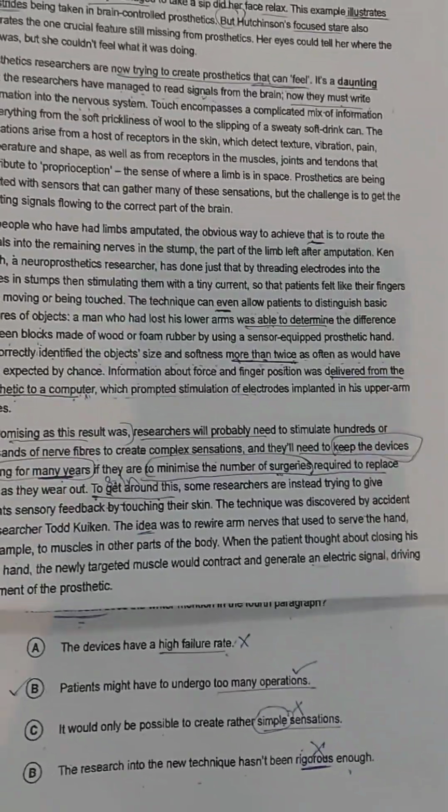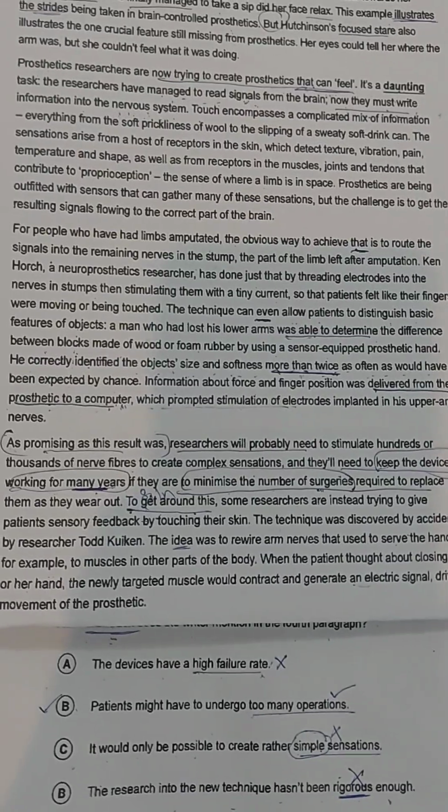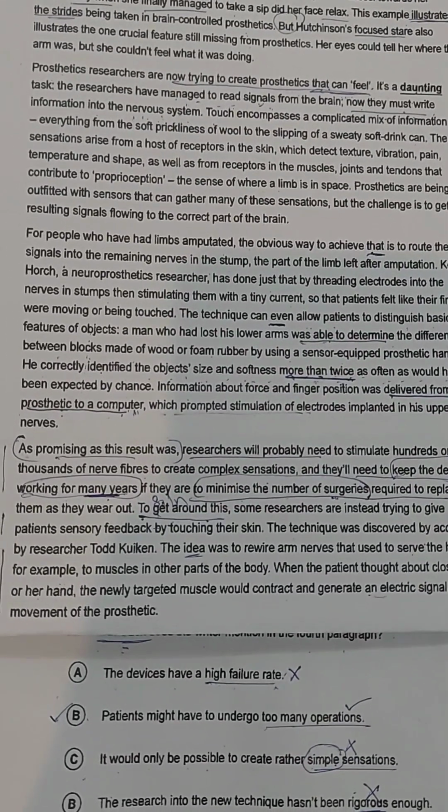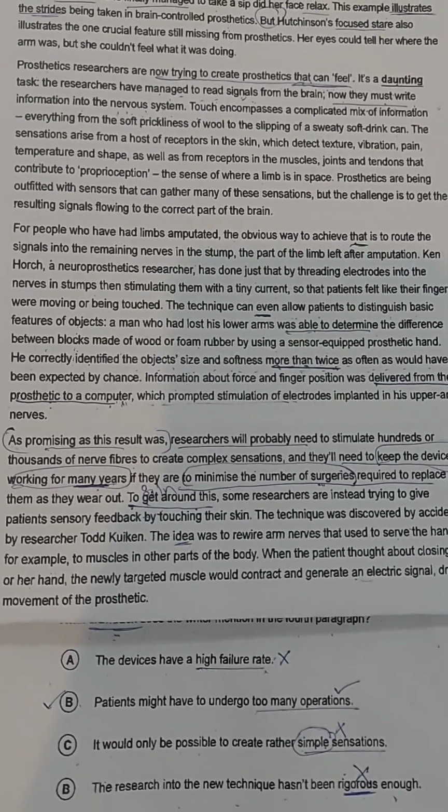So for such kind of question, as I told, read and understand the question first. Step 2, identify the key ideas in the paragraph. Step 3, scan and eliminate the options. Hope you understood. Thank you.